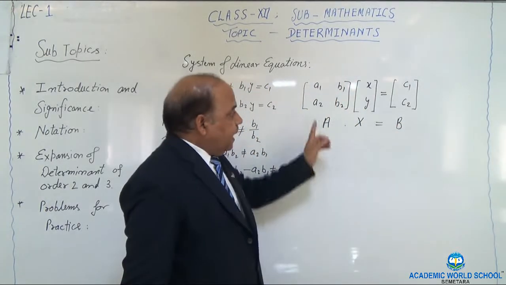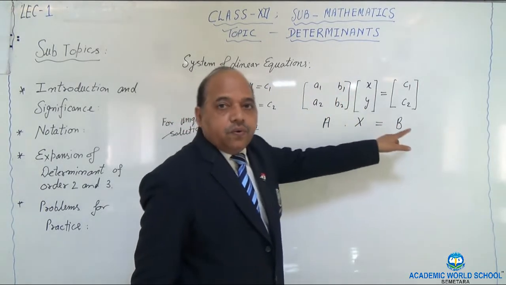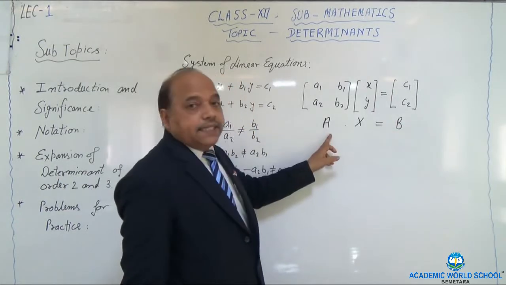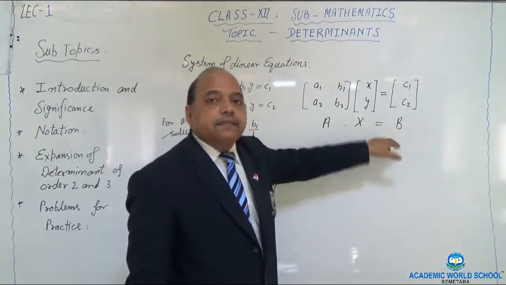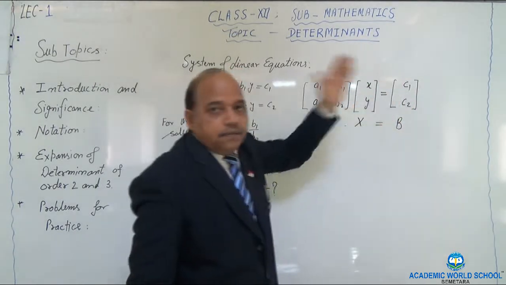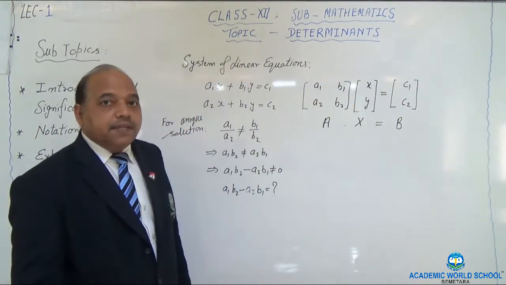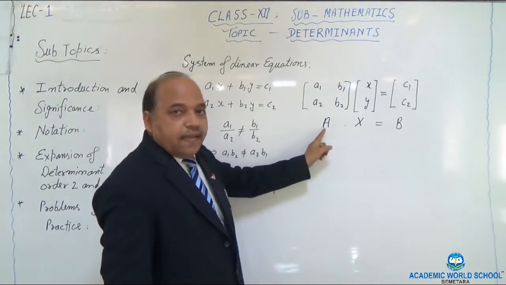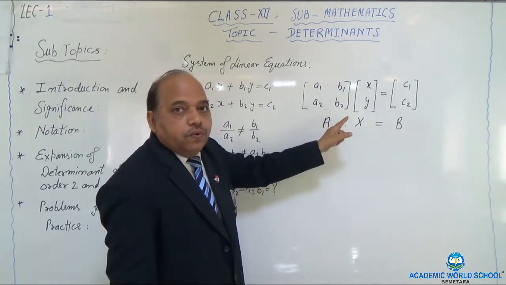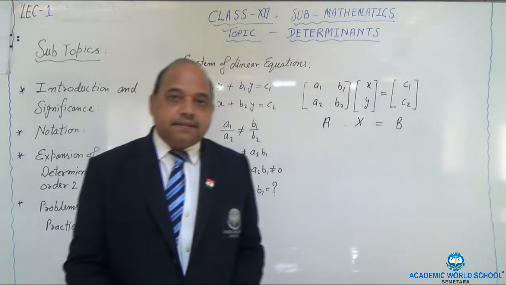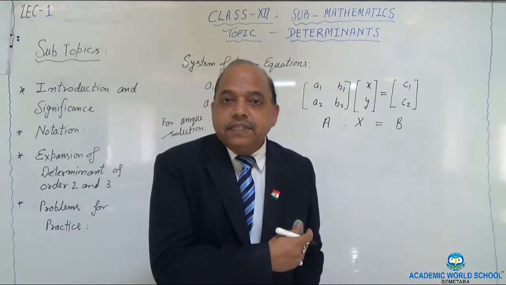So what have we written? A into X equal to B. A is a coefficient matrix, capital X is a variables matrix, and B is a scalars matrix, where we are using the scalars. Now the point is, what is this A? This is written A1, B1, A2, B2. This is a matrix made out of these coefficients.